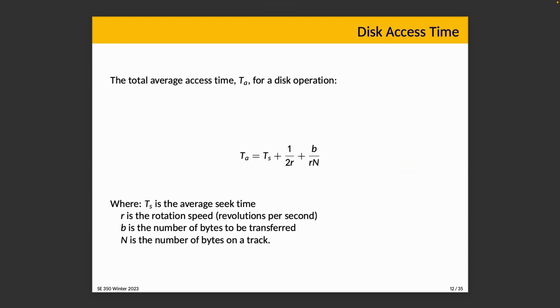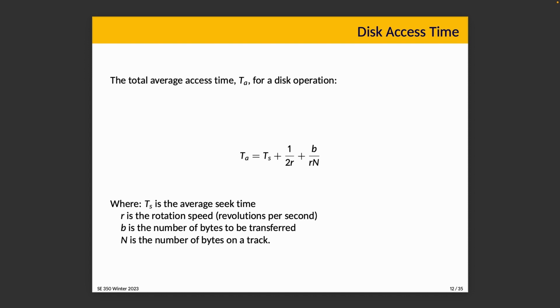So the total average access time, T sub A, for a disk operation is computed by the following formula, which is T sub S, the average seek time, again, emphasis on average, plus 1 over 2R plus B over RN. So 1 over 2R is 1 over 2 times R, the rotation speed, as measured in revolutions per second. If you buy a magnetic drive, it will say something like 7,200 RPM. Well, that tells you something about the rotations per second, so that's the figure that's interesting. B is the number of bytes that we would like to transfer, so how much data we are going to read. And then N, capital N, is the number of bytes on a given track.